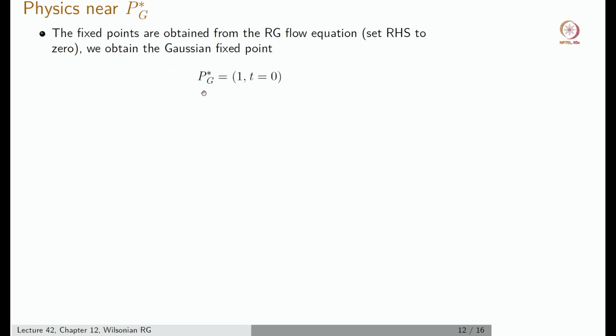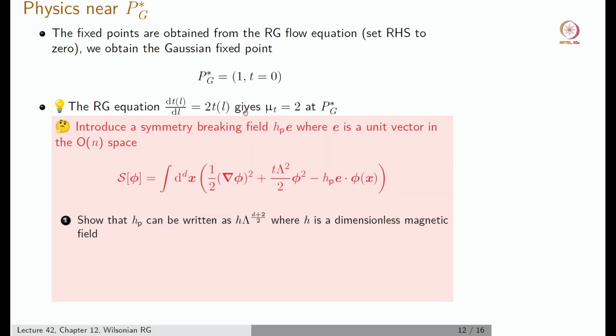Alright, so now with all this information, let us try to understand the critical properties of this fixed point, which is P star G. Remember, (1, 0) is a fixed point. How do we see that? We know that it is a Gaussian fixed point, but we can also see that by saying that the RG equation, if I put the right hand side equal to 0, you will get t(l) equal to 0, and if the starting t(0) was 0, then it will not flow. Okay. So that is the idea, and you will see that mu_t equals 2.